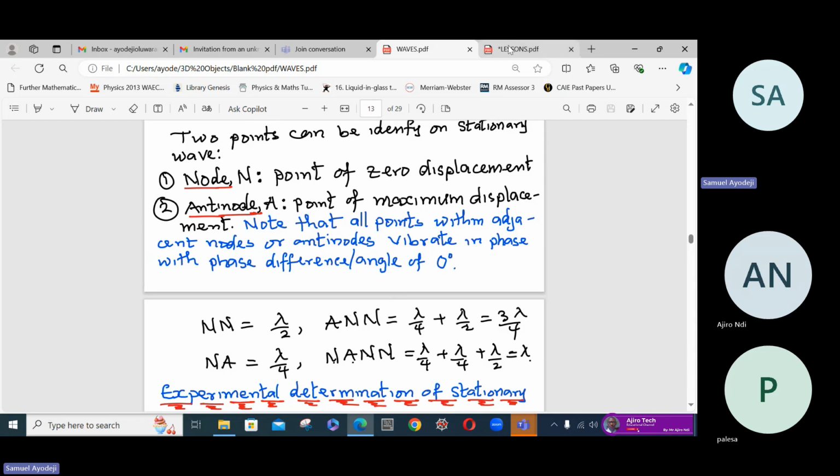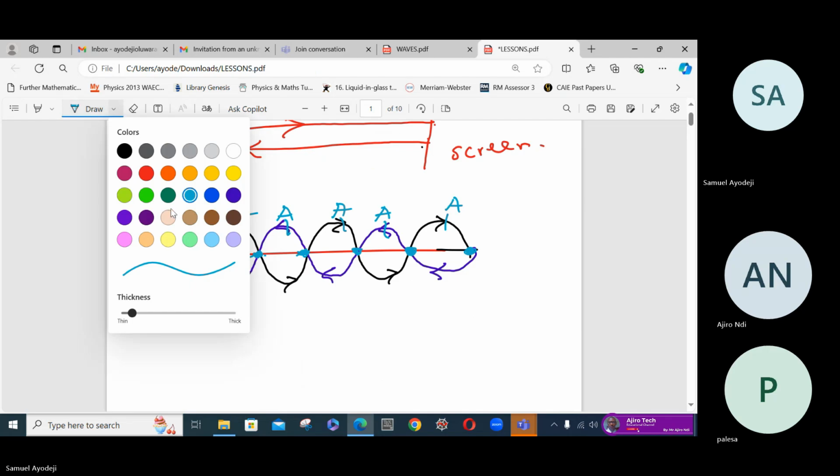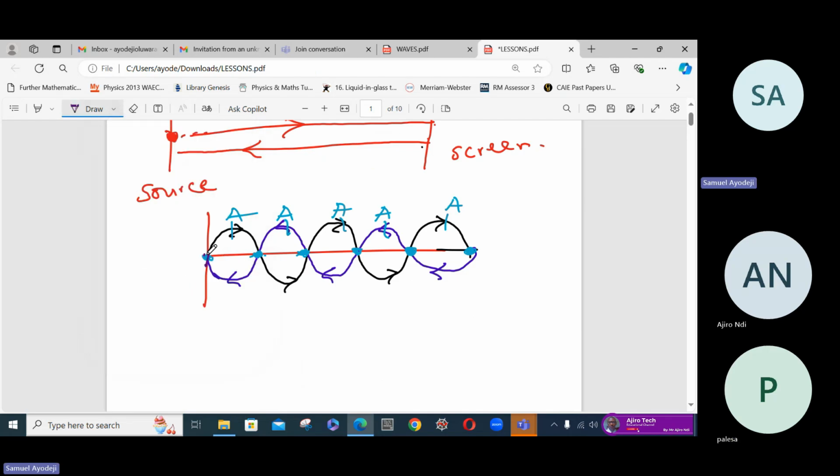So this is what I have here, but let me do it here. If you look at it, this is our node, N is here, N is here. Now, normally under waves, this is a complete 360 degrees. So that means this place is 180. Are we together? So this is also 180. Yes, sir. Okay, fine.